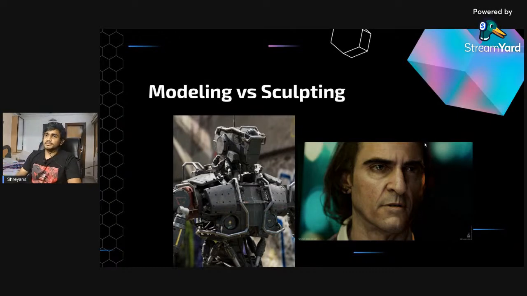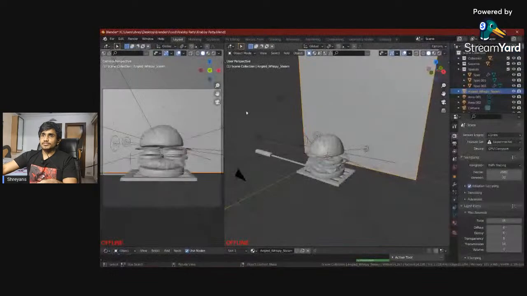Next comes the sculpting. Sculpting is more like playing with clay. In any tool you use, like ZBrush or Blender, these are the popular tools used for sculpting right now. So you can just play with a ball and give it some shape. I can show you something.